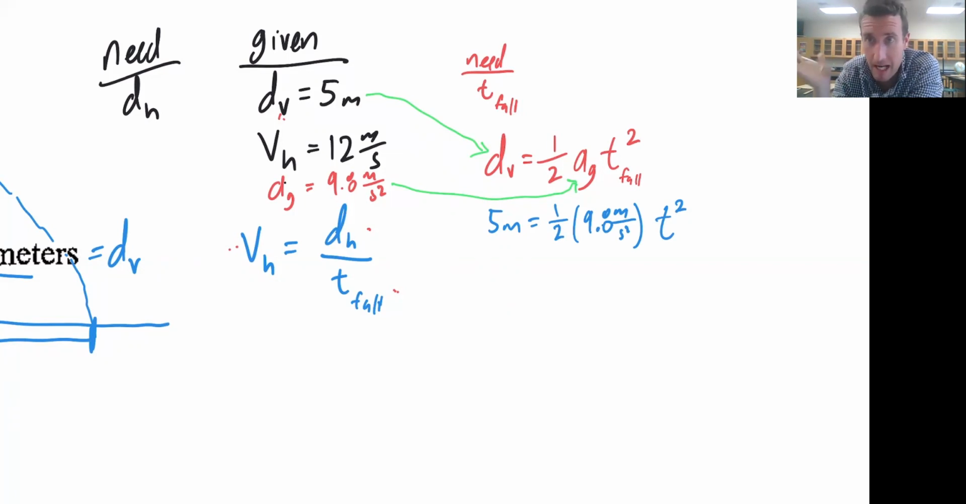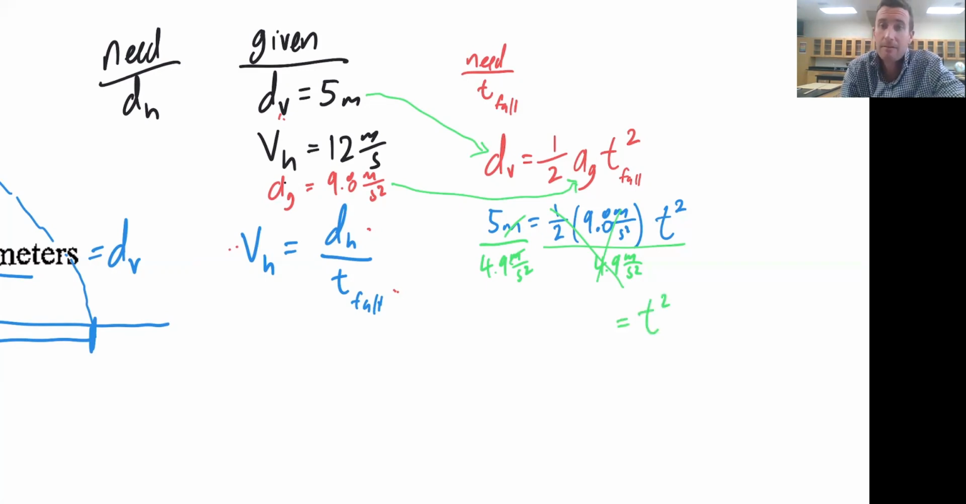Doing that one in my head. So I could divide both sides by 4.9 meters per second squared. Meters on top, meters on bottom, those are going to cancel. That whole thing is going to cancel. So I'm left with 5 divided by 4.9. Second squared will flip to the top. So I have t squared equals, and I'm going to use my calculator, 5 divided by 4.9.